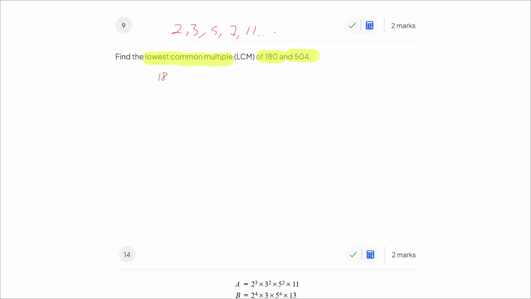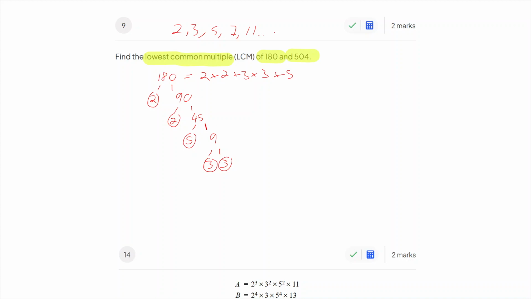Now 180, we can divide it by 2, because 2 is prime, and 2 times 90 gives you 180. 90, we can do 2 times 45. 2 is prime, 45 is not prime, but we can divide this now by 5, because 5 is prime, and 5 times 9 gives you 45. 9 isn't prime, but 9 is the same thing as 3 times 3, and both of these are prime, and we can stop here. So 180 is the same thing as 2 times 2 times 3 times 3, times 5.